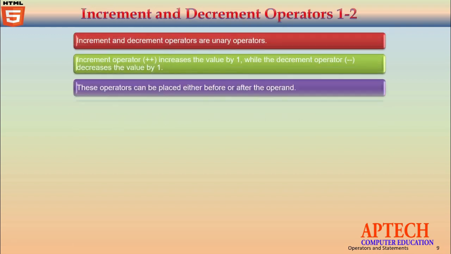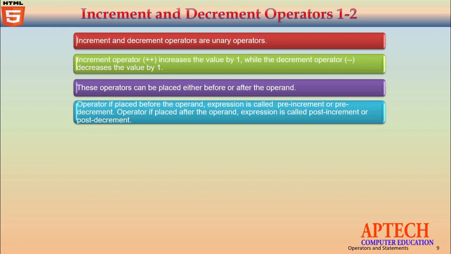The next operators are the increment and decrement operators. The increment and decrement operators are unary operators, which means they take a single operand. The increment operator increments by 1, that means it increases the number by 1. The decrement operator decrements by 1, that means it decreases the value by 1.